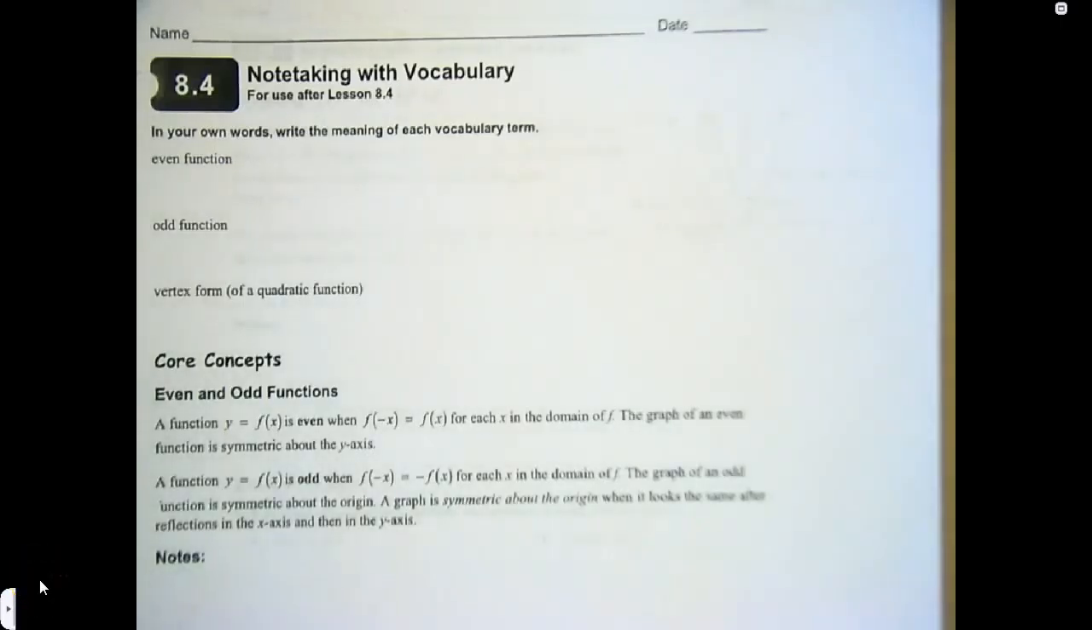Okay, so page 262 of your student journal. On page 262, we're going to start talking about graphing these functions in a different format. So just a quick review of what we've done.